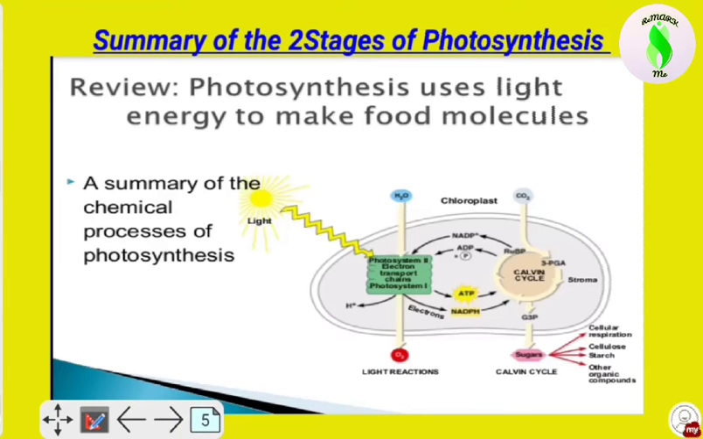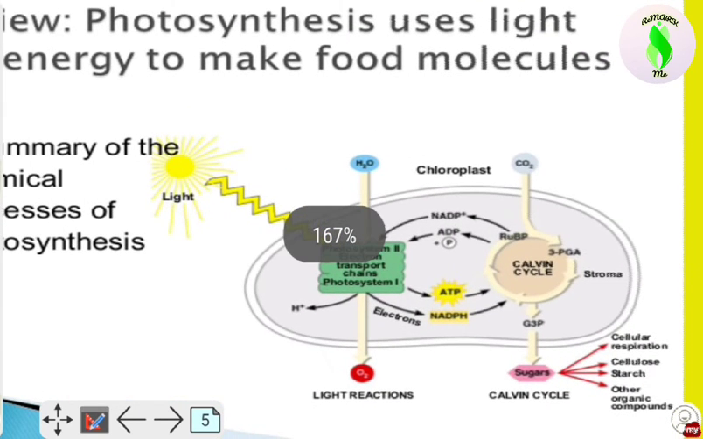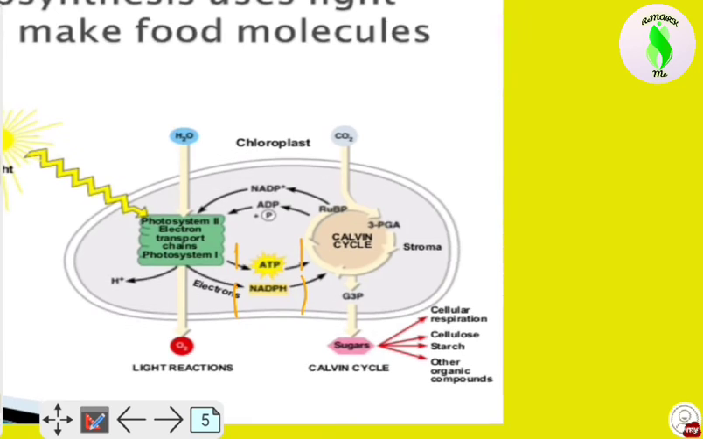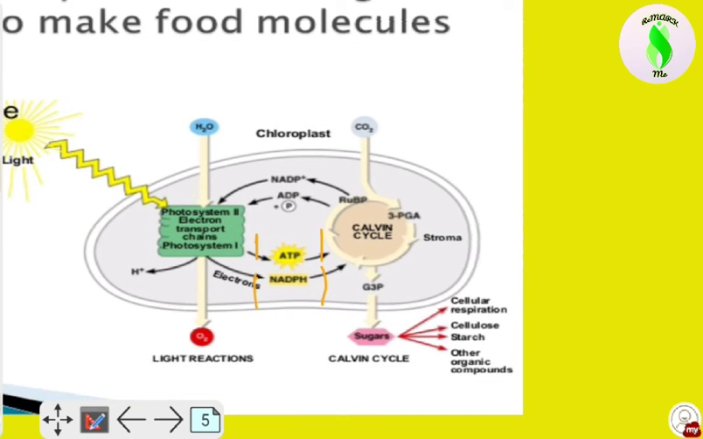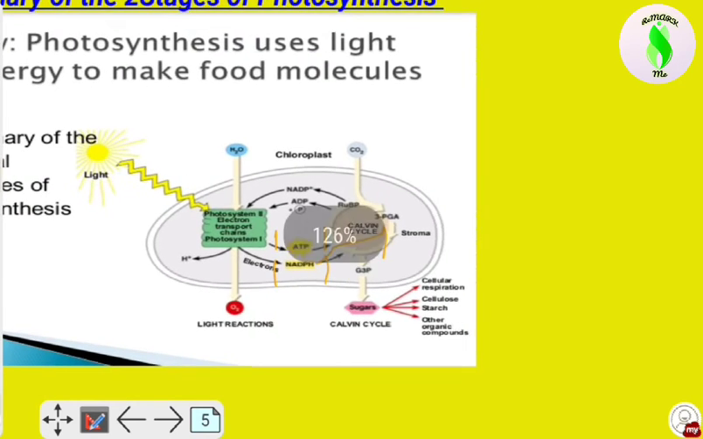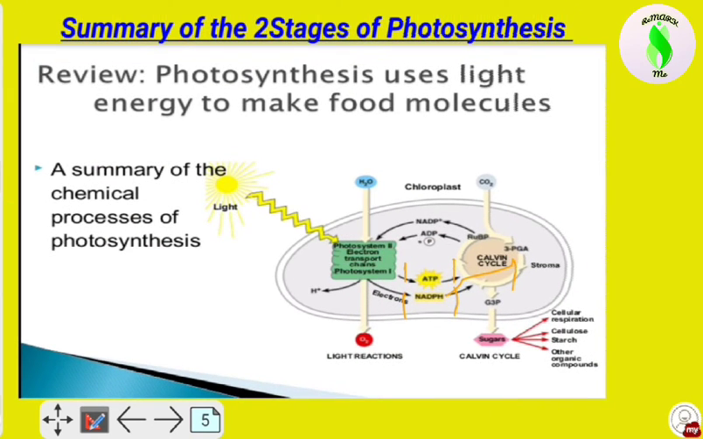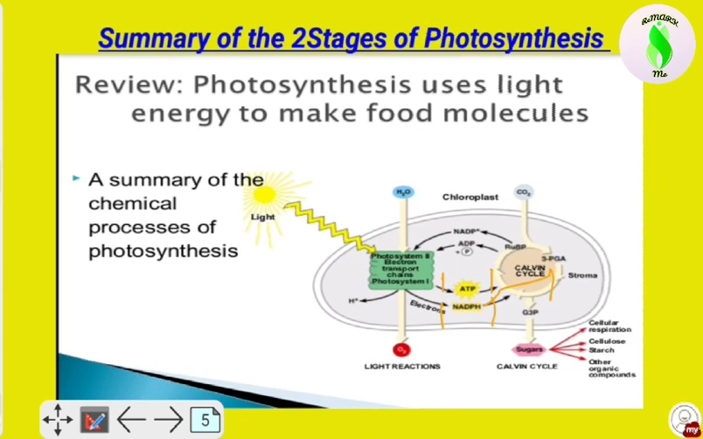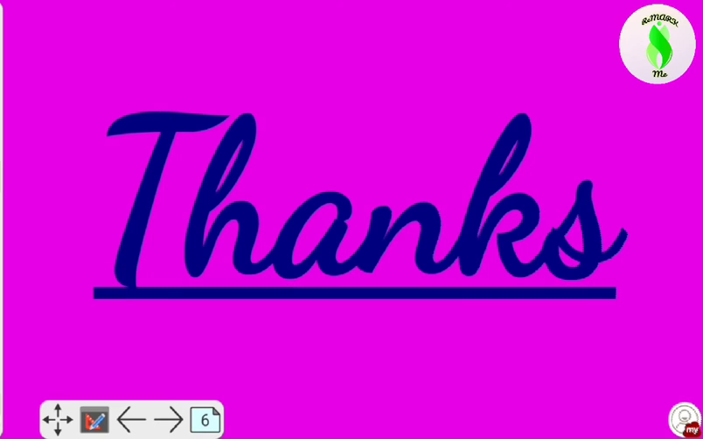Now this is a summary of the 2 stages of photosynthesis that we already understood. What are the 2 stages? The first is light reaction, the second one is dark reaction. As you can see in this diagram, the light reaction is taking place. From the light reaction, 2 compounds are obtained, that is ATP and NADPH, and these 2 molecules go into the Calvin cycle to perform the reaction, and formation of glucose takes place in the dark reaction. This is the whole summary of photosynthesis. In today's session, we have completed the concept of dark reaction.